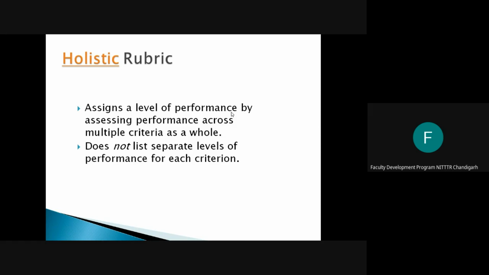Okay, so there's no separate listing of performance. In totality, I am assessing the performance across the multiple criteria. Is it clear? What is a holistic rubric? In a paragraph form, in 3 to 4 lines, I am writing down what your performance level is. Whereas, my friend, in an analytical rubric, I am preparing a matrix. For every criterion, for every dimension, there is a separate performance level.